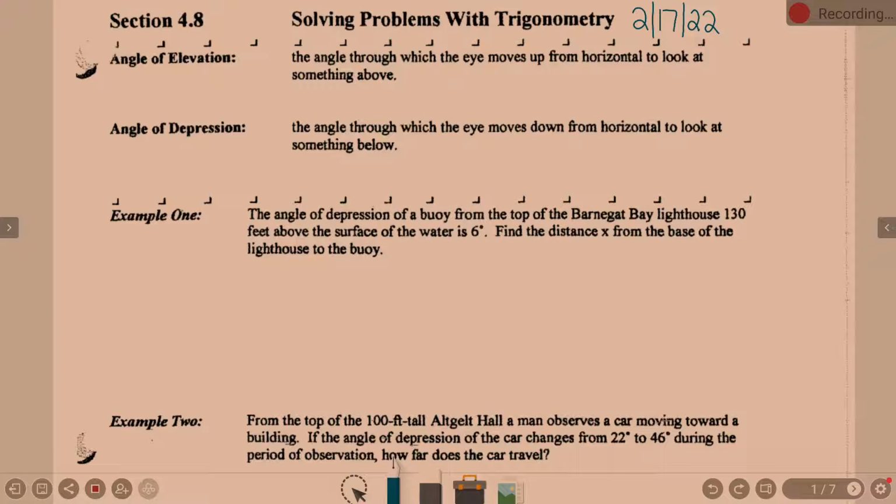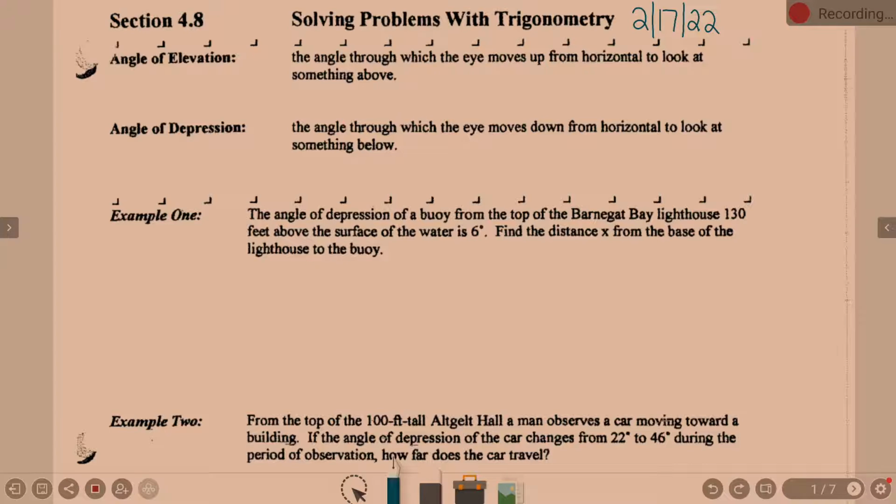Lesson 4.8 is solving problems with trigonometry. So these are the real-world applications. These are the word problems, okay? And I know you don't necessarily want to hear that they are the word problems, but that's what they are.